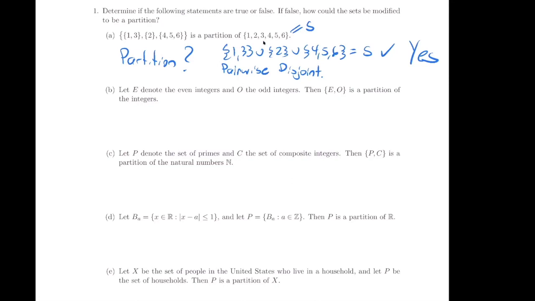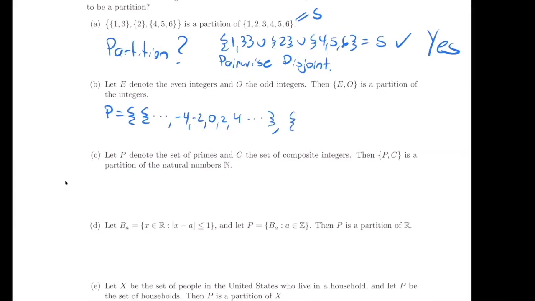Okay, what about B? That form of partition. People were saying that one looks pretty good. That's right. So I'm just writing out what this partition would look like.